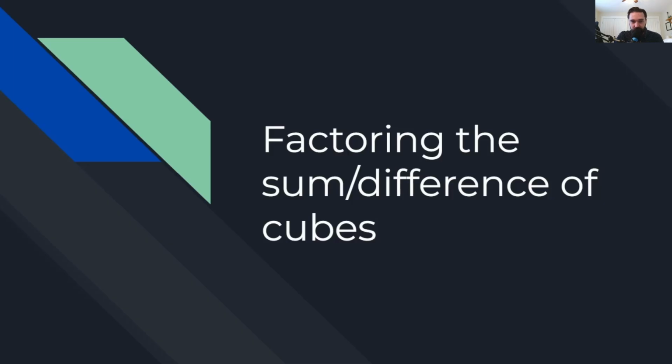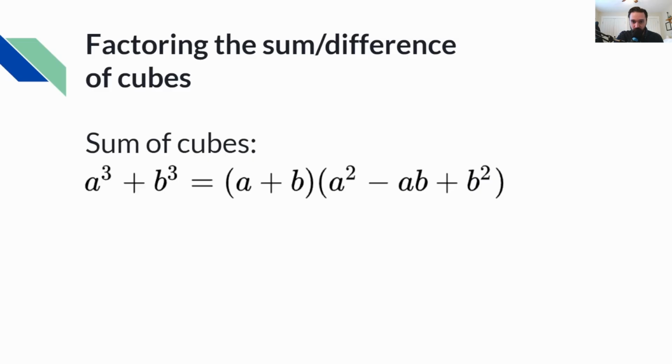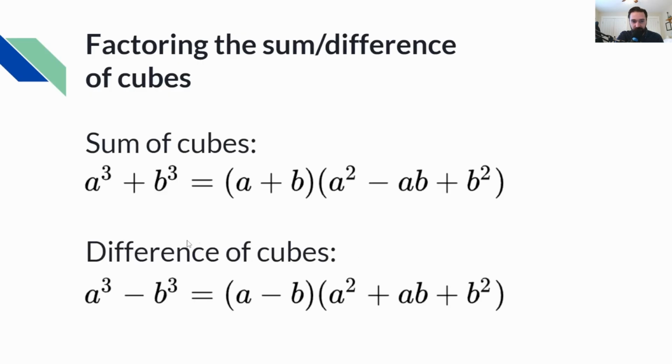Now let's move to the sum and difference of cubes. This is the formula that we have for the sum of cubes. If we have something cubed plus something cubed, we can factor it like this. The difference of cubes formula looks super similar. The variables are arranged in the exact same way: we have a, b, and then a squared, ab, and b squared. The only difference between the two formulas is the way we arrange the plus and minus signs.